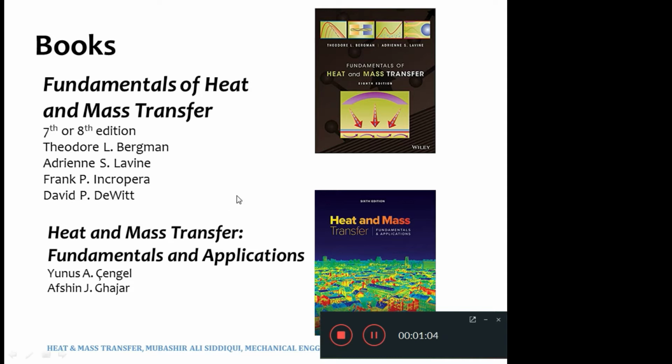The reference book that you might need to refer to many times is Heat and Mass Transfer: Fundamentals and Applications, written by these two authors, Yunus Cengel and Afshin Ghajar. This is a book which you would like to refer to various times because it has a lot of detailed information. But the textbook that we would be using in this course is the one on top, Fundamentals of Heat and Mass Transfer by Incropera and Dewitt.